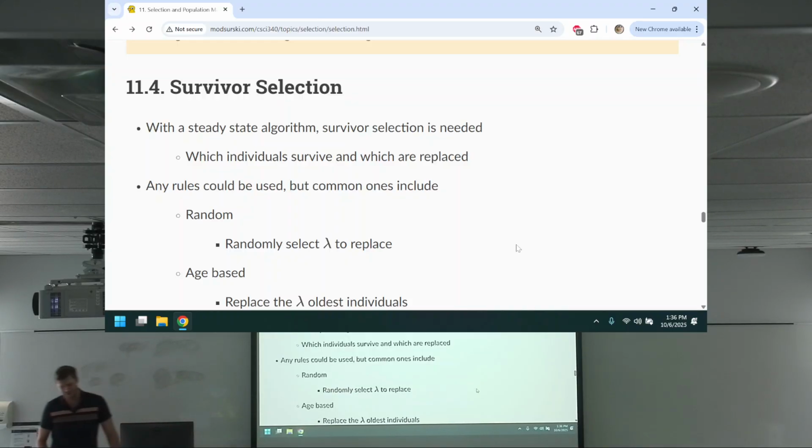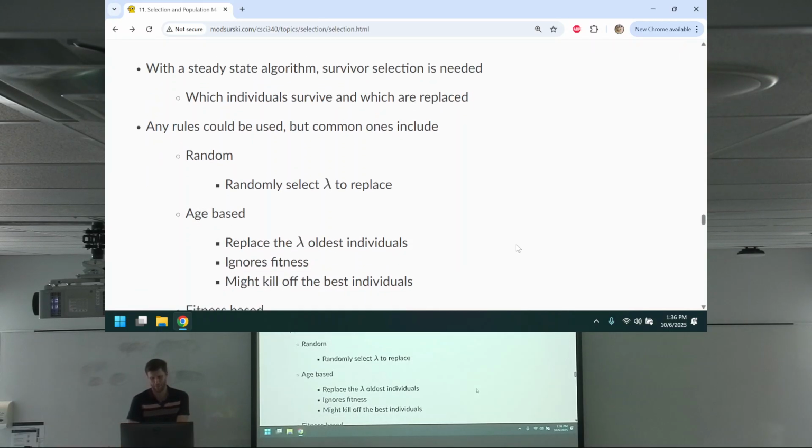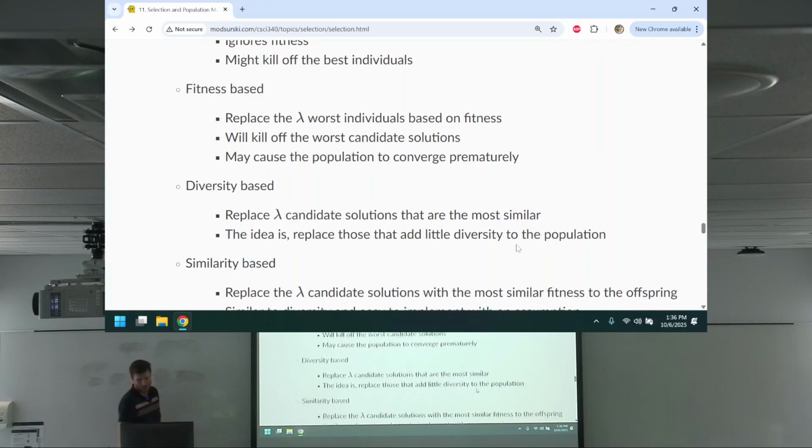And you also have to remember that having a fixed population size is actually an important feature for evolutionary computation, because that fixed size is what they're competing for, right? That's part of what drives evolution. So how are we going to do this? Well, you could randomly select, which has pros and cons. It could be age-based, replace the lambda oldest. It ignores fitness. Maybe that's good, but it might kill off the best individual. Fitness-based, replace the worst, but again, this might cause too early convergence, which I'm guessing you would have assumed right away.